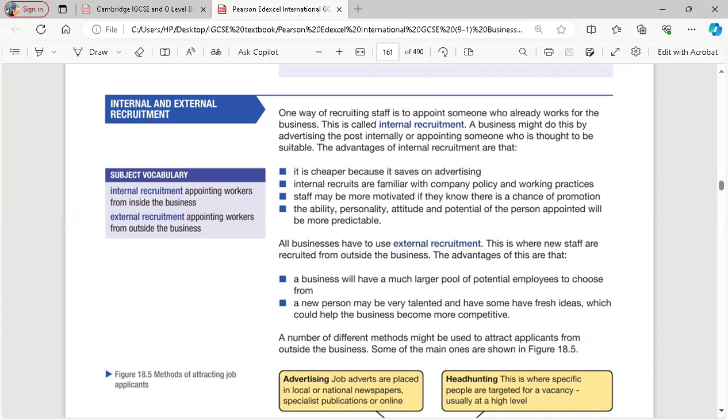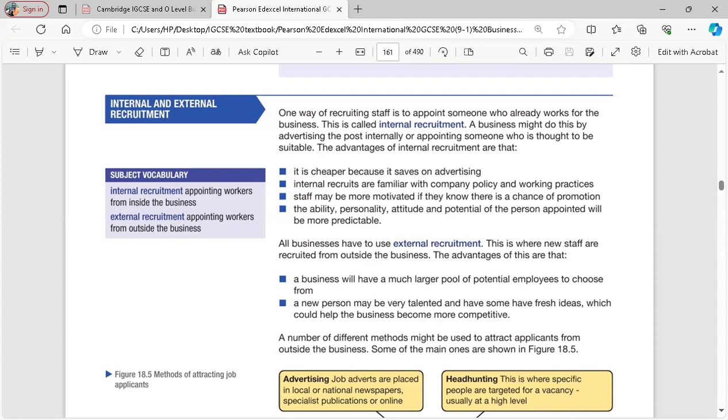The third one, staff may be more motivated if they know there is a chance for promotion. You know, we said one of the reasons why we employ workers is because there's a promotion. So whenever there's a vacant position for promotion, the Human Resources Department selects workers from within. This will motivate other employees to do well because they know if they do well, they might be recruited or selected for promotion. Do you get it?